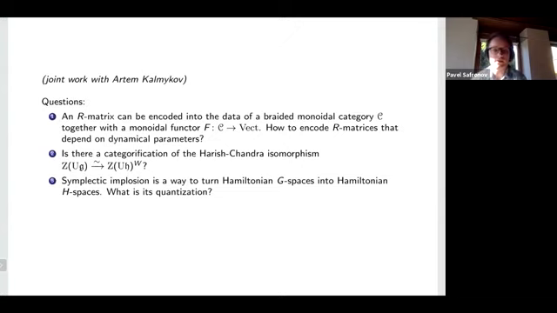And finally, another motivation is there's a procedure to start with a Hamiltonian G-space, where G is again, let's say, a finite dimensional complex simple group, and turn it into a Hamiltonian space for the Cartan. So this is called symplectic implosion. And the question is, what is the quantization of such a procedure?